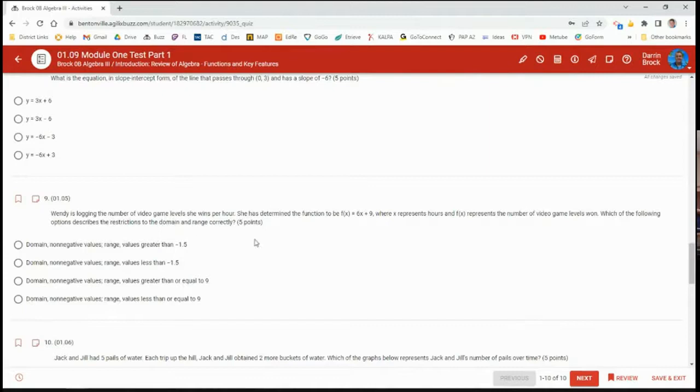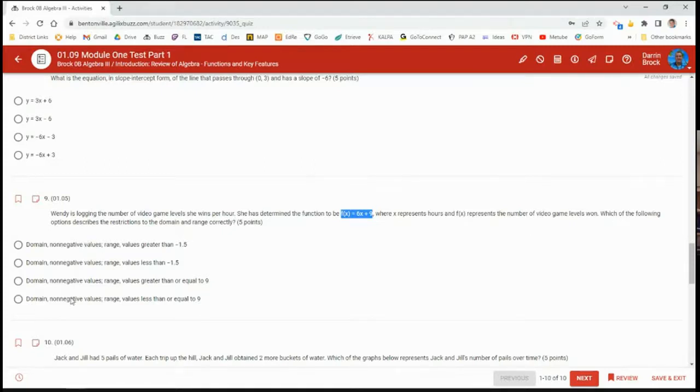Wendy's logging the number of video game levels she wins an hour. Here's the function, f of x equals 6x plus 9, where x is the hours and f of x is the number of video games. Which of the following describes the restrictions to domain and range? So the domain, all of them say the domain has to be non-negative, right? Because you can't have a negative number of levels.